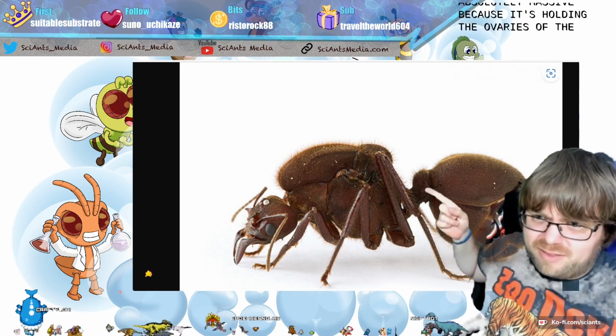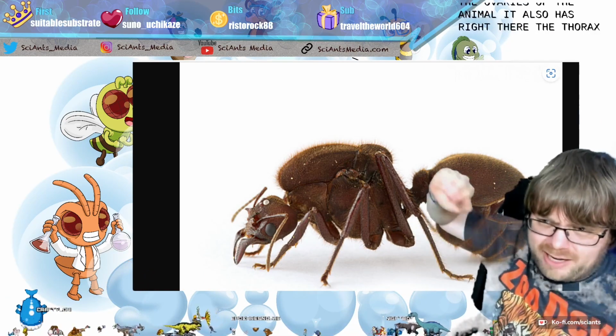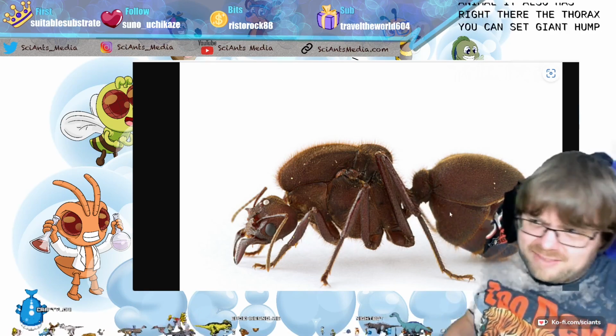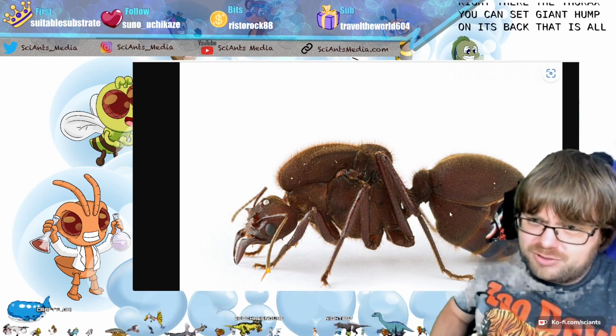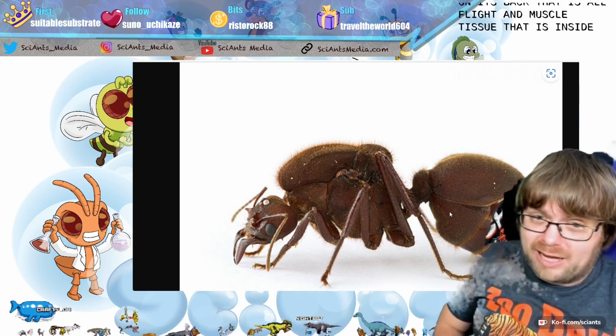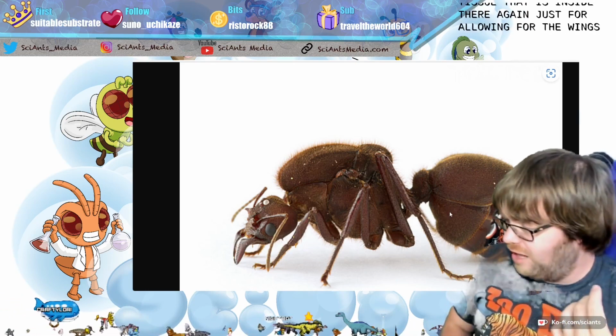It also has right there the thorax. You can see a giant hump on its back. That is all flight and muscle tissue that is inside there, again, just for allowing for the wings to function, this animal to fly up in the air.